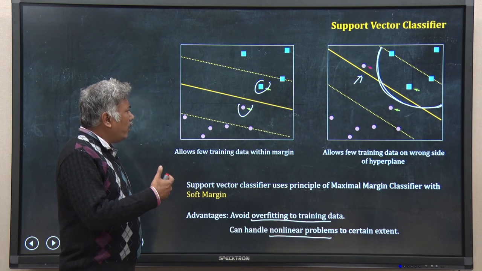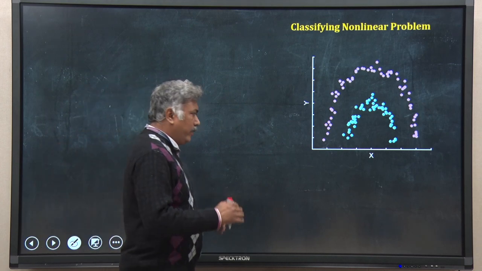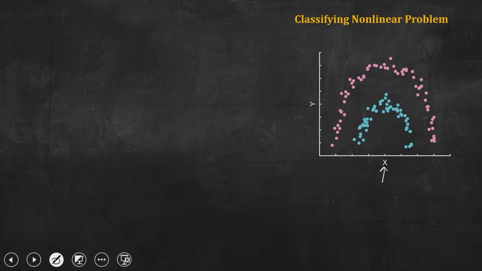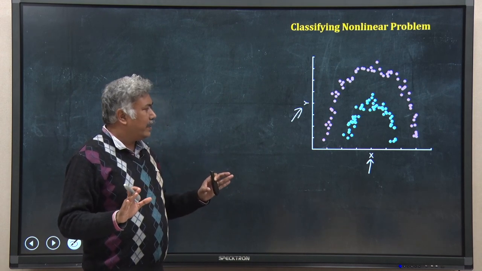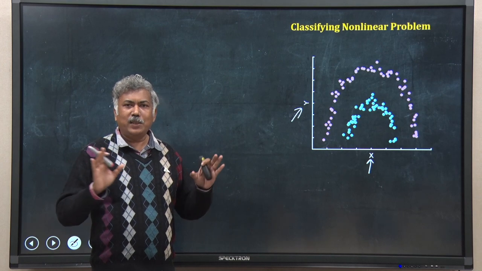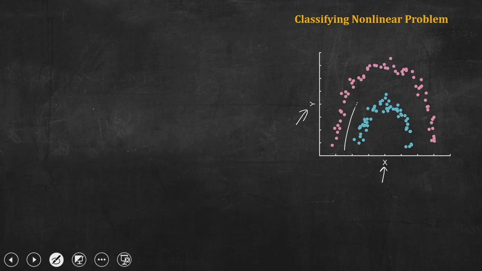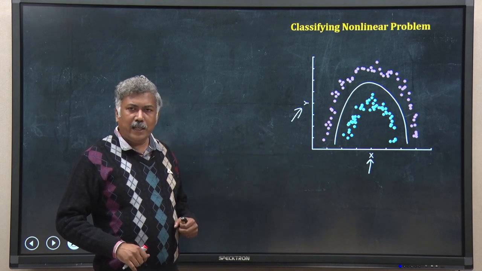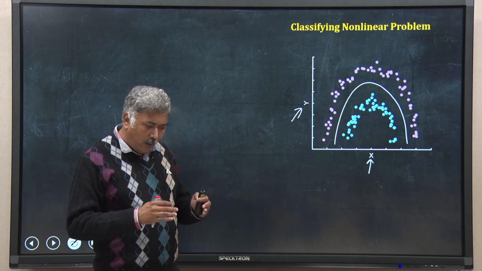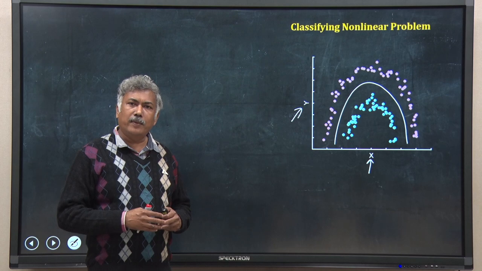Now, as I am talking of nonlinearity, let us look into a real nonlinear problem. Here it is a two-dimensional problem. I have two features x and y, and it is a binary classification problem again. Looking at this data without doing any math, you can say that I cannot fit a straight line to classify this data. It is impossible. So, what would you prefer? You would prefer to draw something like this maybe, but your SVC or maximal margin classifier cannot do that. So, how can I use the concept of support vector classifier but handle this type of nonlinear problem?